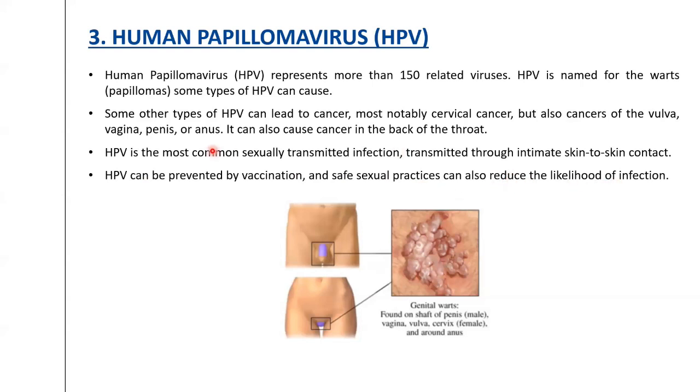So there are vaccines available for HPV, because HPV is directly linked to cervical cancer. So a number of developments are done in the vaccination centers for prevention of cervical cancer. So it can be prevented by vaccination and safe sexual practices that can reduce the likelihood of infection. So this one thing is very important to understand here. If the person is healthy, he should get vaccinated against the most common diseases in society, like this kind of sexually transmitted disease or other diseases.